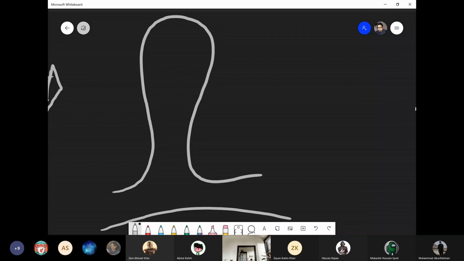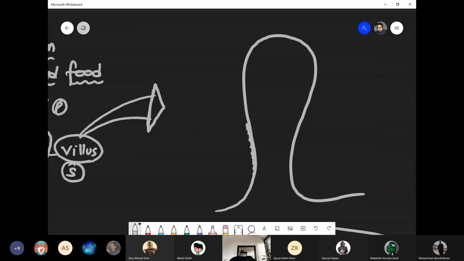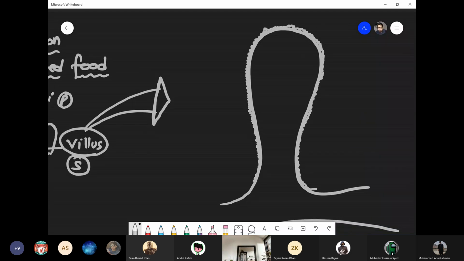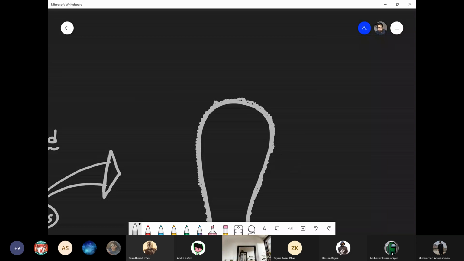Now, this villus, under the microscope, what we will observe is that even on the surface of this villus, there are more small finger-like projections. These more small finger-like projections, which are present on the surface of the villus or villi, are called microvilli. So, boys, we can label them as microvilli.